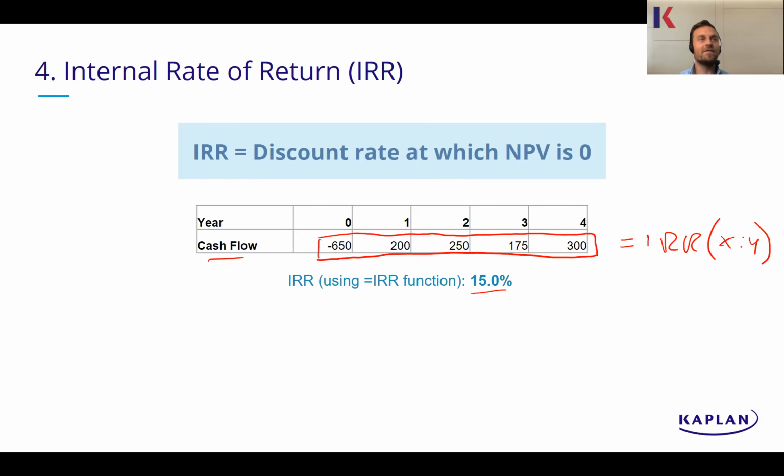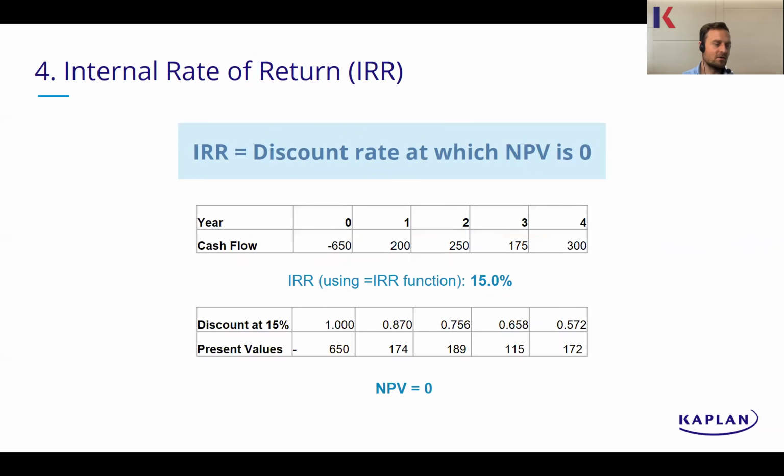So just to prove to you that this is right, we've said 15%. If we discount this using 15% now, we should get an NPV of 0. So just to prove it to you, I've done that. I've done my 15% discount factors. Again, you could use that little formula I showed you earlier, or you could use tables if you get them to get those 15% discount rates. And if you discount it at 15%, add it all up, the NPV, sure enough, comes out as 0.